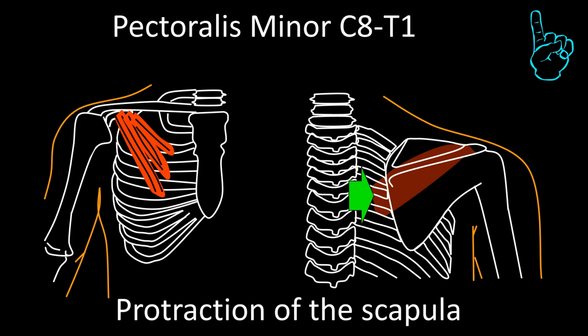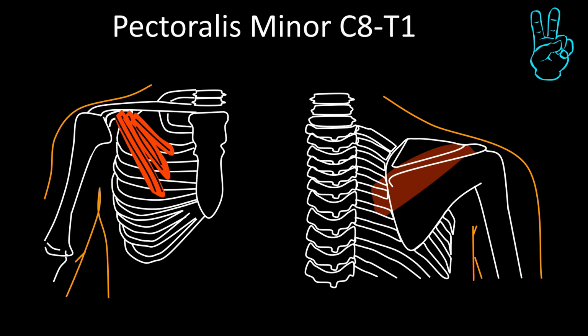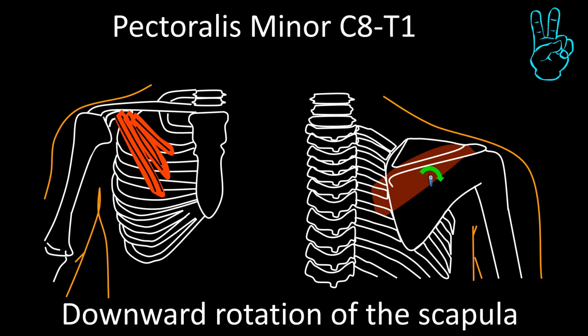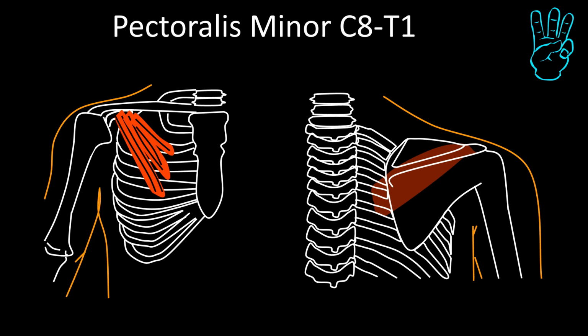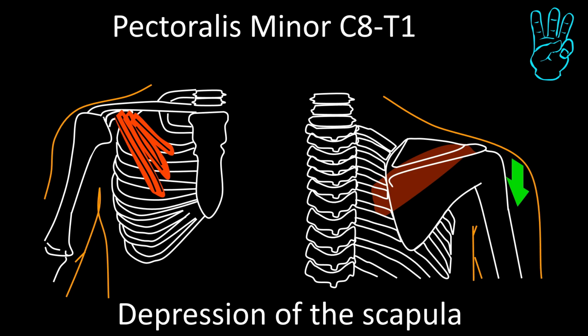The first action is scapular protraction. The second action is downward rotation of the scapula, an action shared with the rhomboids. And the third action is scapular depression, an action shared with the lower segment of the trapezius.